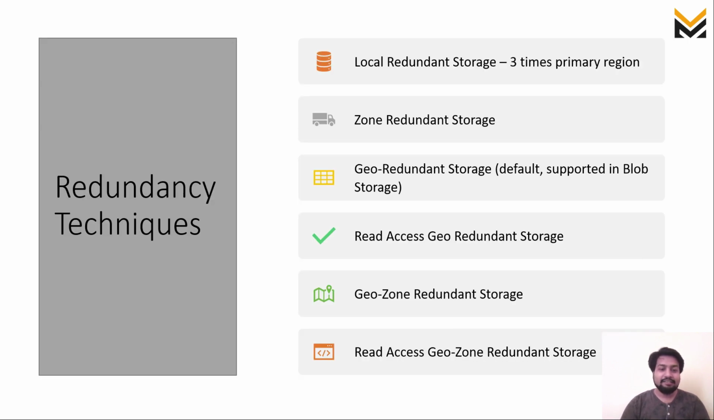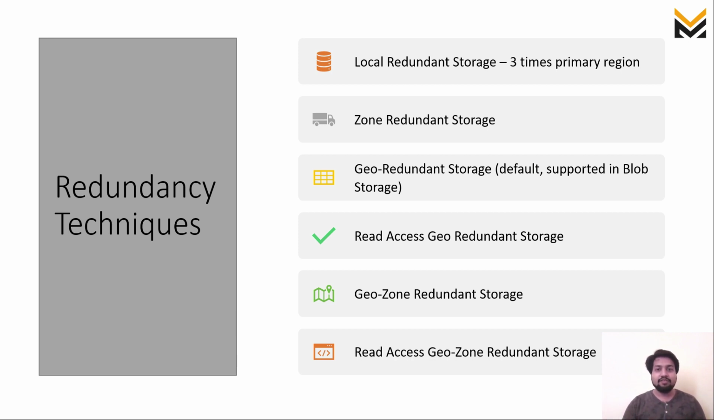So what are the redundancy techniques followed by Azure, not just for Blob storage but for all its services? The first one is local redundant storage. For example, if your primary region is, let's say, Delhi or a city, then it will copy your data 3 times in that primary region. There is a server location, and it will create 3 copies of your data in that single server location only.